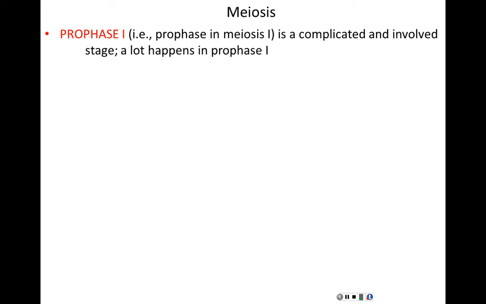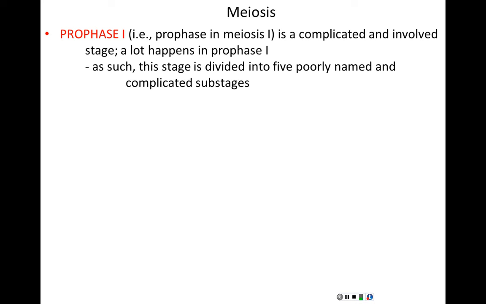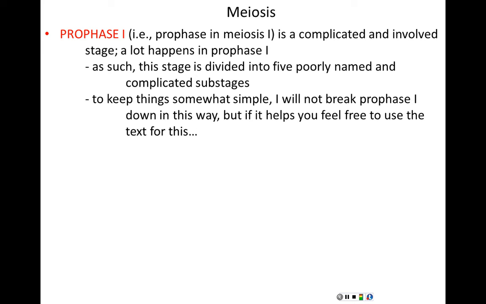Prophase I, this is prophase in Meiosis I, is a very complicated and involved affair. A lot happens in Prophase I, and we'll spend most of our meiosis time talking about this one stage. Because it's so complicated, Prophase I is actually divided into 5 substages. They're poorly named. They're given complicated names that I will never tell you, never use, and never hold you accountable for. You'll see them in just a second because they're on a figure. But don't worry about the substages of Prophase I. Just know what happens in Prophase I.